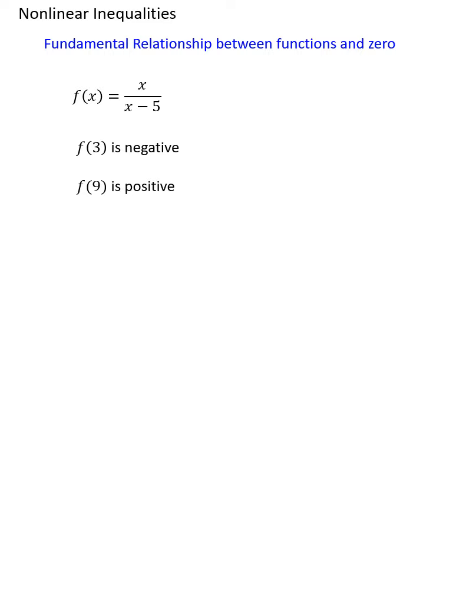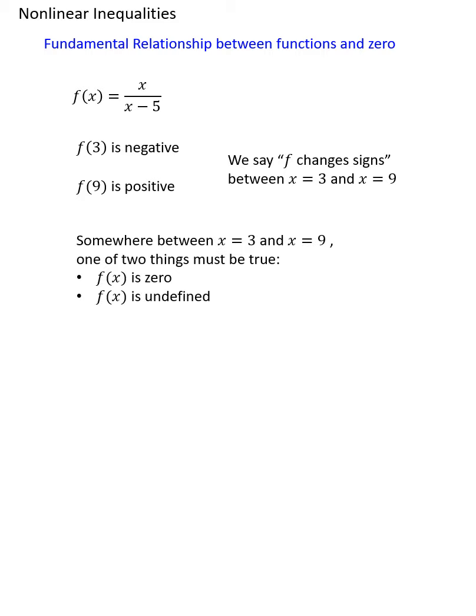So these being the case raises an interesting question. In this case, we say that f changes signs between 3 and 9. Why do we say it changes signs? Because when x is 3, the function was negative, and then when x was 9, the function was positive. So if the function changed signs between 3 and 9, one of 2 things had to happen. Somewhere between 3 and 9, the function either had to be 0 or it had to be undefined. This is just a mathematical fact about functions.